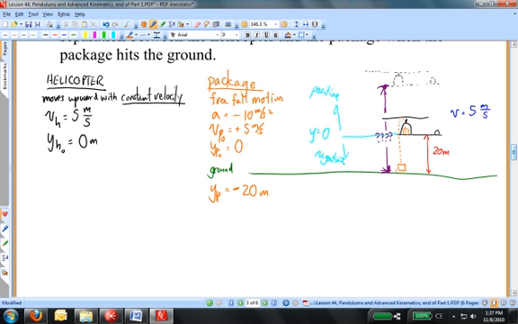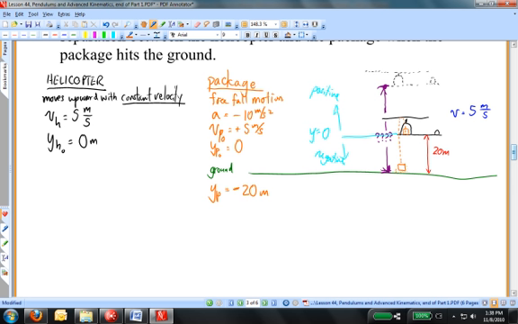So we could figure out the position of the helicopter in that amount of time. And then we could take those distances, the 20 meters that the package has fallen, plus whatever distance that the helicopter has risen, and add those two numbers together, and that's going to be the distance between the helicopter and the package when the package hits the ground.